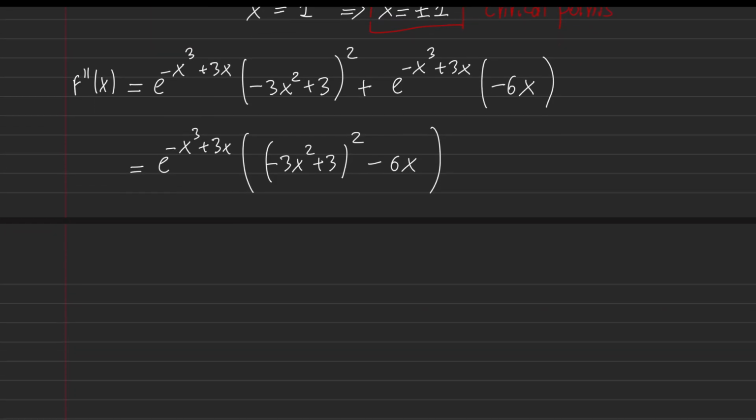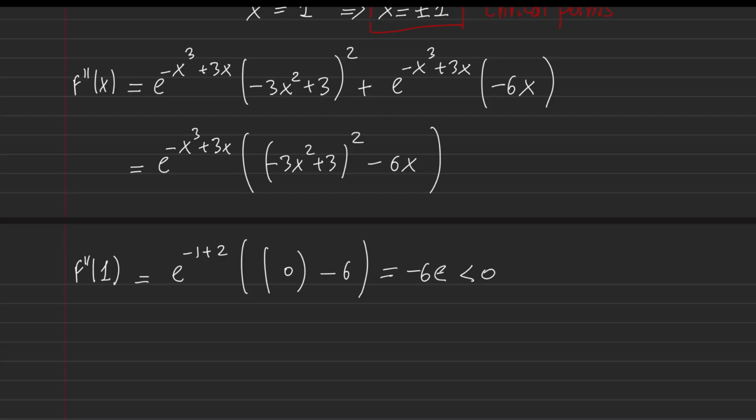So what we have to do, first we evaluate f second at the point 1, and this is equal to e to the minus 1 plus 3, times minus 3 times 1 is minus 3, plus 3 is 0, minus 6, which is equal to minus 6e squared, which is a negative number, and this implies that f second at 1 is less than 0, which means that we have a local maximum for the solution.